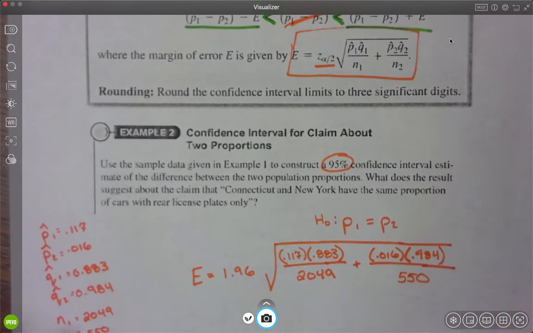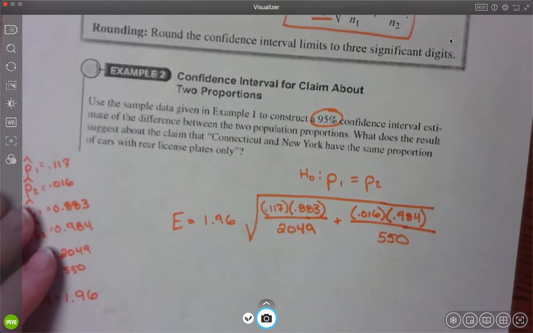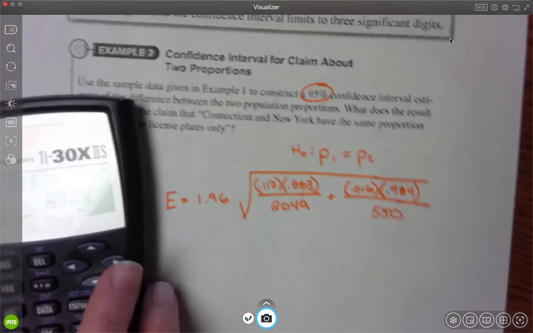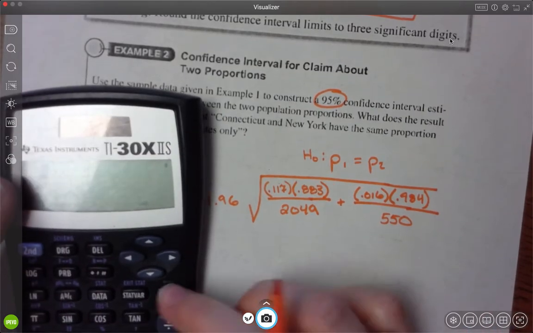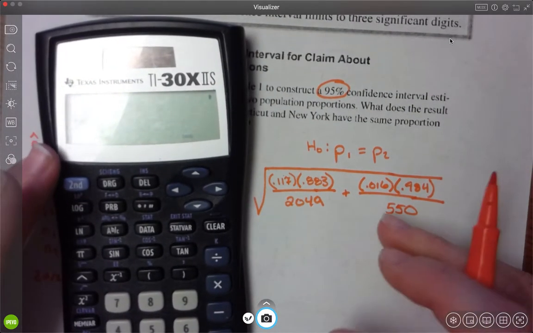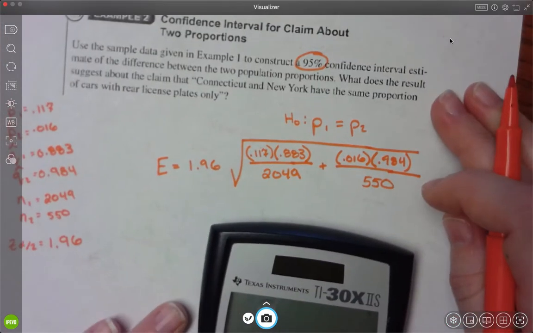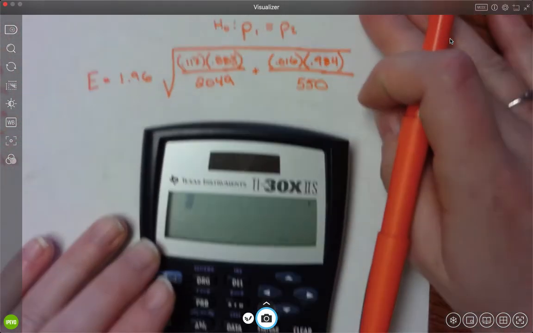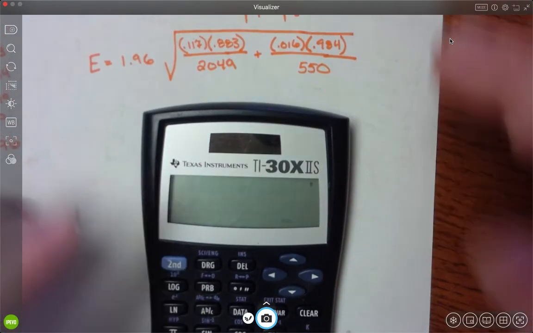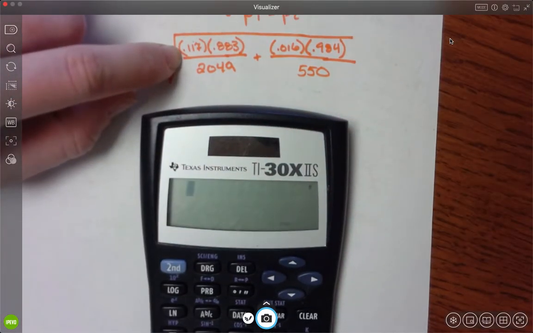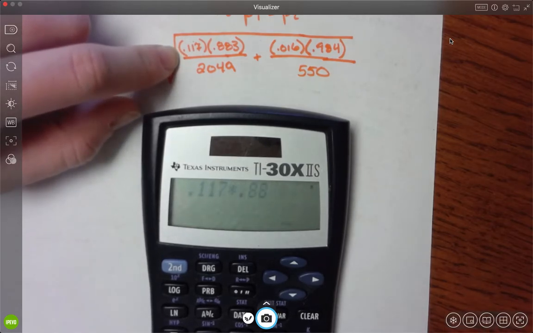All right, so then we just need to figure out what our error is. Let's see. I'm going to do this middle part inside of here first. Let's go down here so you can see what my calculator is doing. Right here, I'm going to do 0.117 times 0.883 divided by 2049.